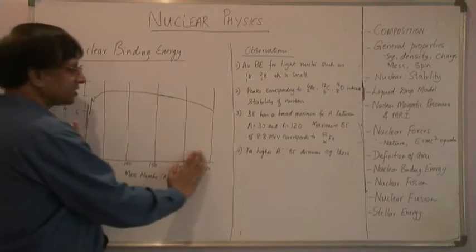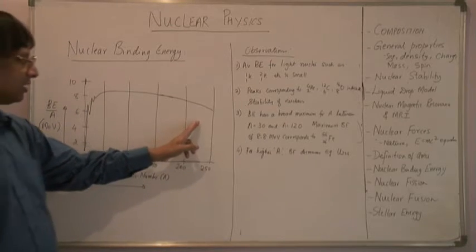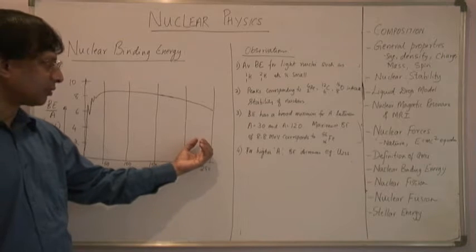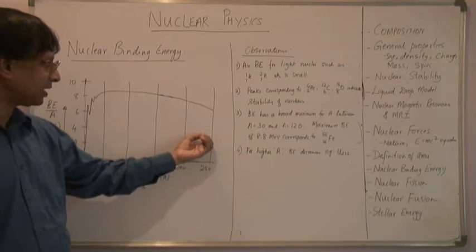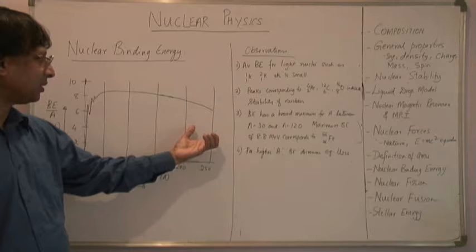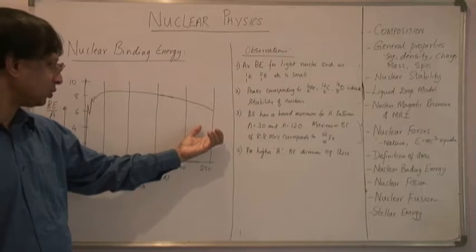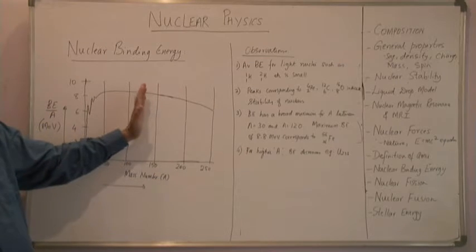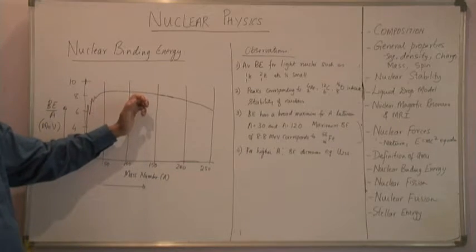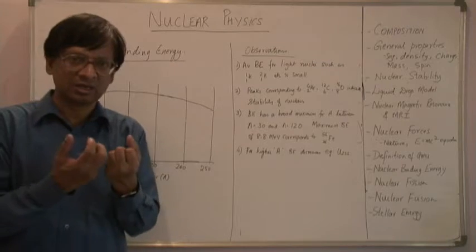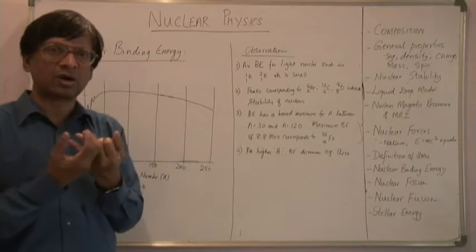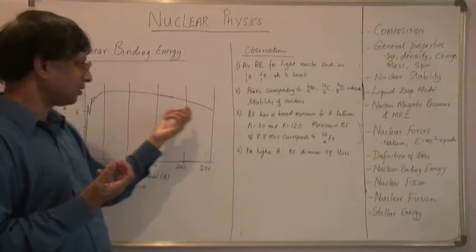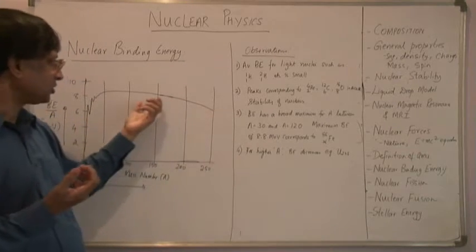Likewise, when I look at the other extreme end, it also says that these nuclei that have higher mass numbers are quite unstable, and I can make them stable by breaking them up into two other nuclei, in which case they would get pushed somewhere here, and since these have a higher binding energy, the nuclei that are obtained as part of the fission would be much more stable.